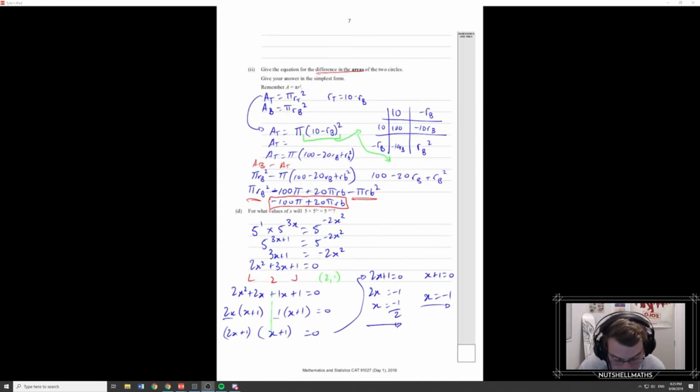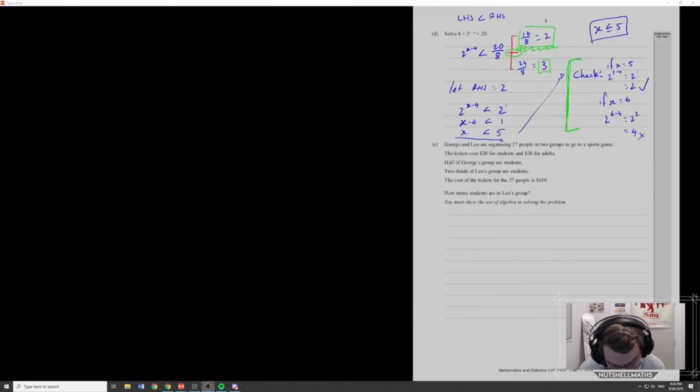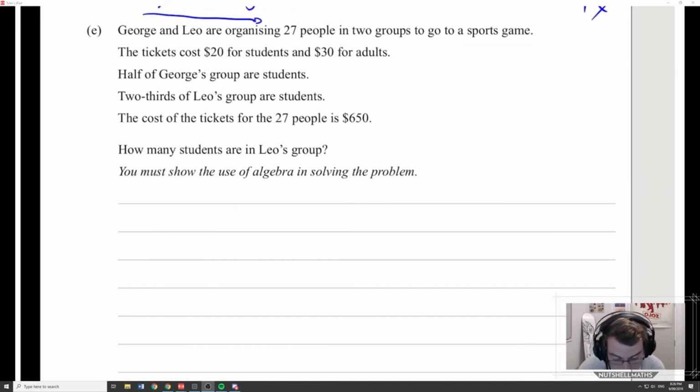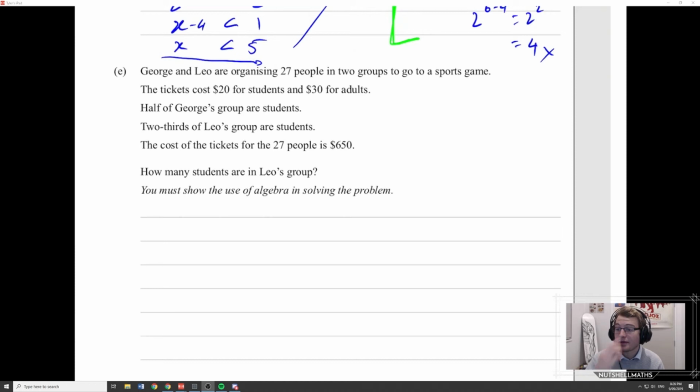Okay. Let's go backwards. It's only going to get harder from here. This one is kind of tricky. You have to think about it a little bit carefully.